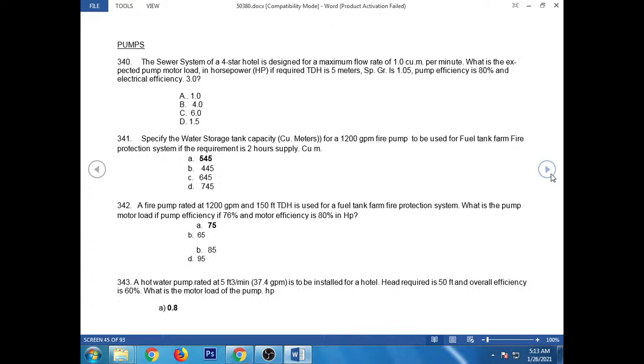Answer: 75. A hot water pump rated at 5 ft3 per minute, or 37.4 GPM, is to be installed for a hotel. Head required is 50 feet and overall efficiency is 60%. What is the motor load of the pump? Answer: 0.8 HP.